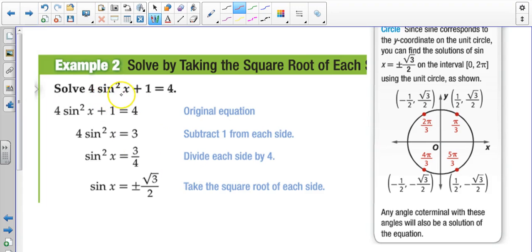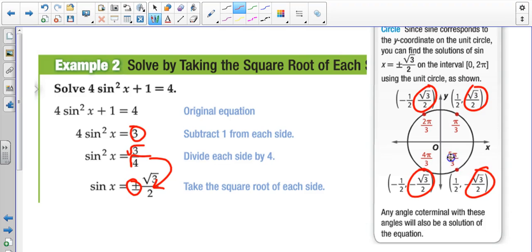You guys don't have this one, but you would subtract 1 and get 3. You would divide by 4. And then to get the sine by itself, you would square root, remembering plus or minus. Square root of 3 is just square root of 3. Square root of 4 is 2. And then because it says plus or minus, there would actually be 4 places where the sine is square root of 3 over 2. Here, positive, and down here, negative. So you'd have 4 solutions. Everybody okay?